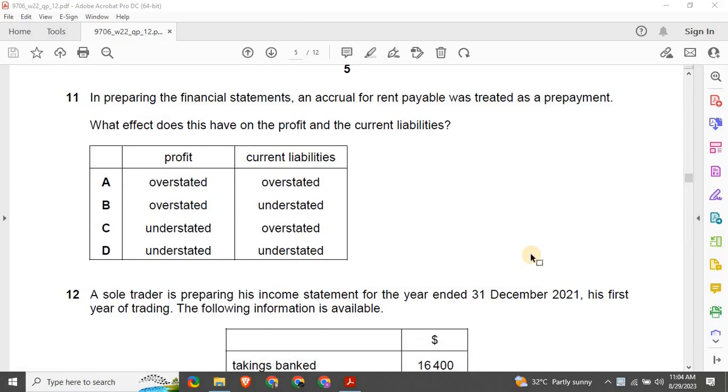Today we are going to solve the second part of the question that we were solving before. This is the 2022 October November paper 12. So we'll solve questions number 11 to 20 today.